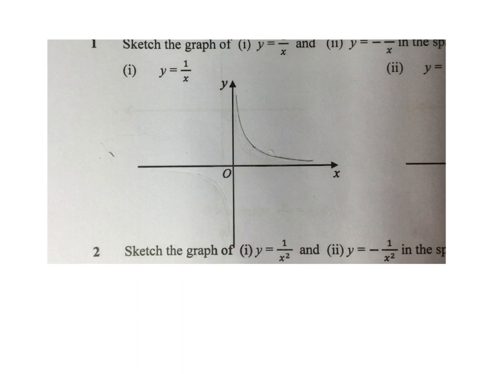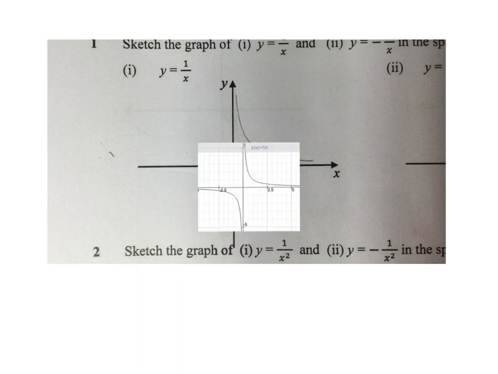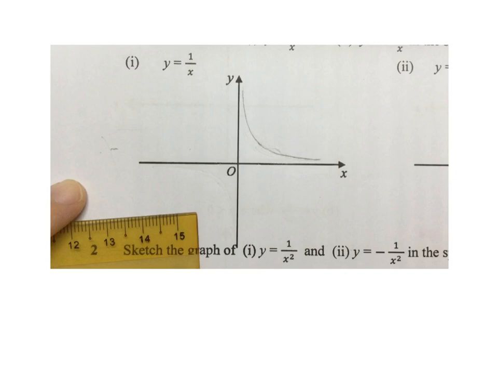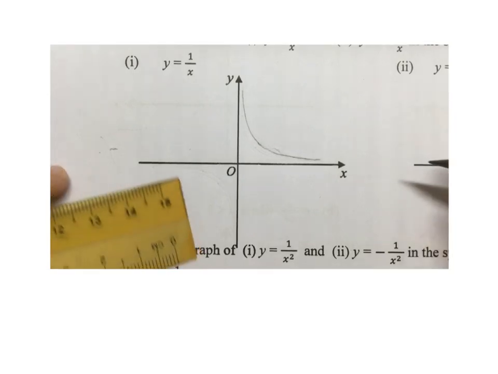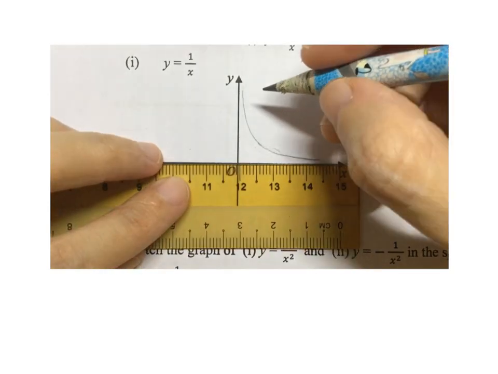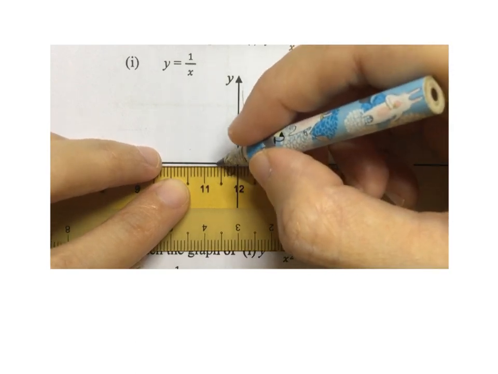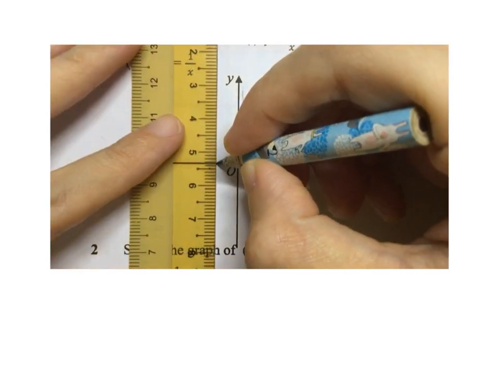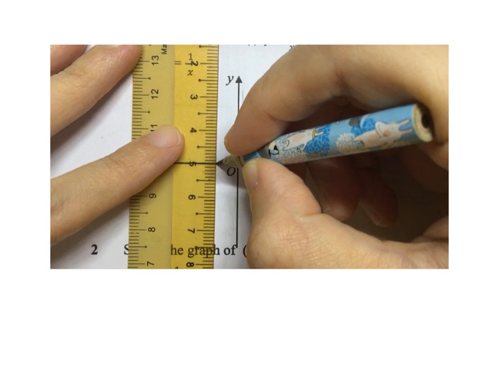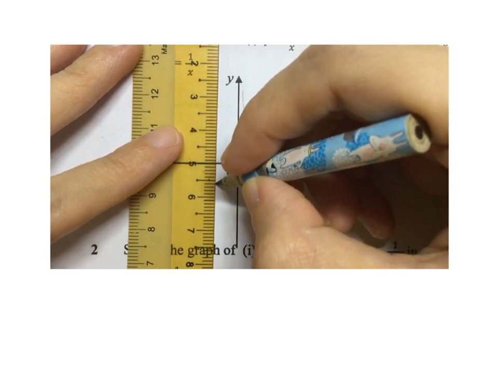If you need to, tilt the paper so that you are in a comfortable position to sketch. Again, I'm going to find a point on the line y equals x to help me in my sketching. 0.6 cm, 0.6 cm.